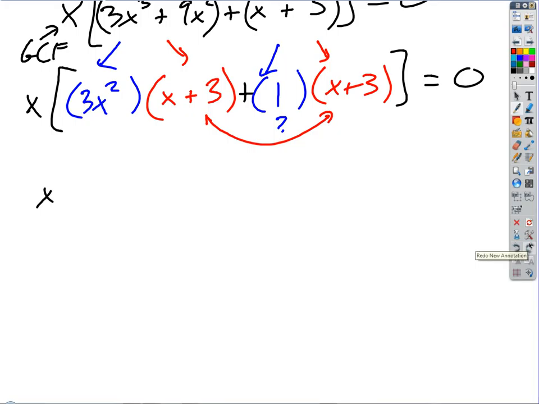Would you agree that I've got this x plus 3 that's common to both of the two terms inside the brackets, right? So what if I take an x plus 3 and I pull that out front with the x? Okay. So I factor that out there also. Okay, now what is left inside the brackets if I undistribute it? 3x squared plus 1. 3x squared plus 1. Exactly.